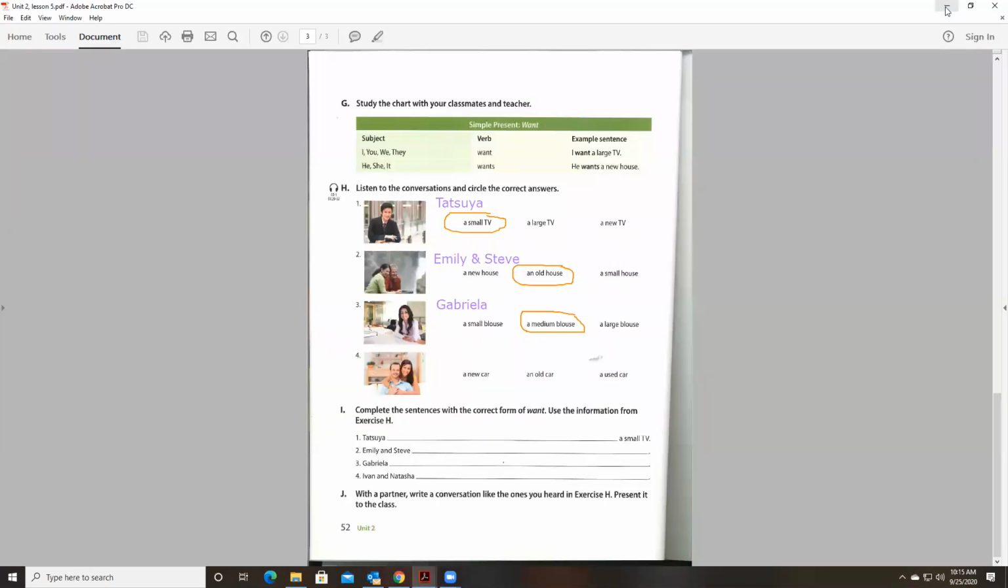4. I want a new car. I want a new car too. They're expensive. How can we afford it? I guess we want a new car, but we'll have to wait to buy one.